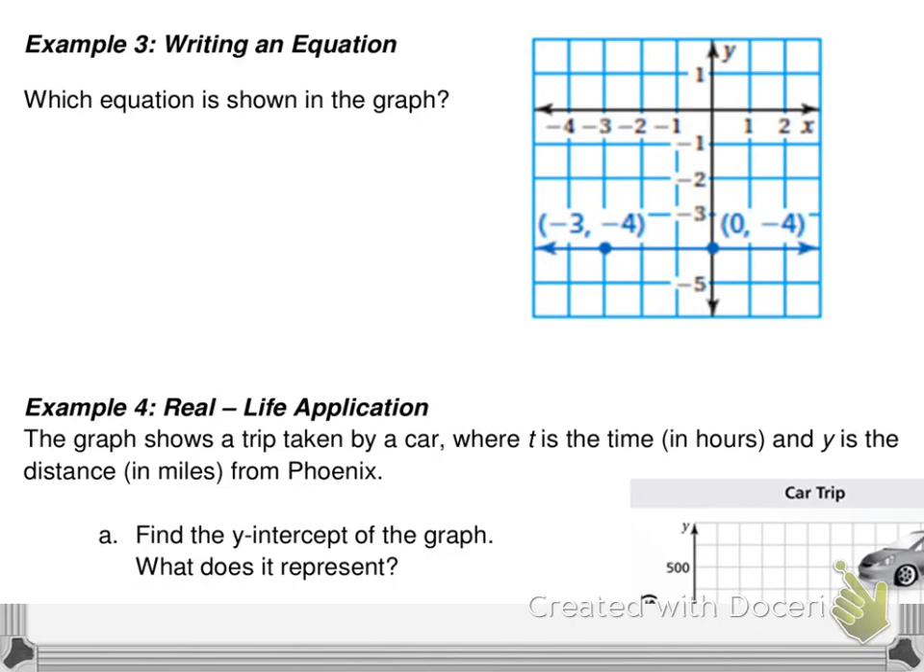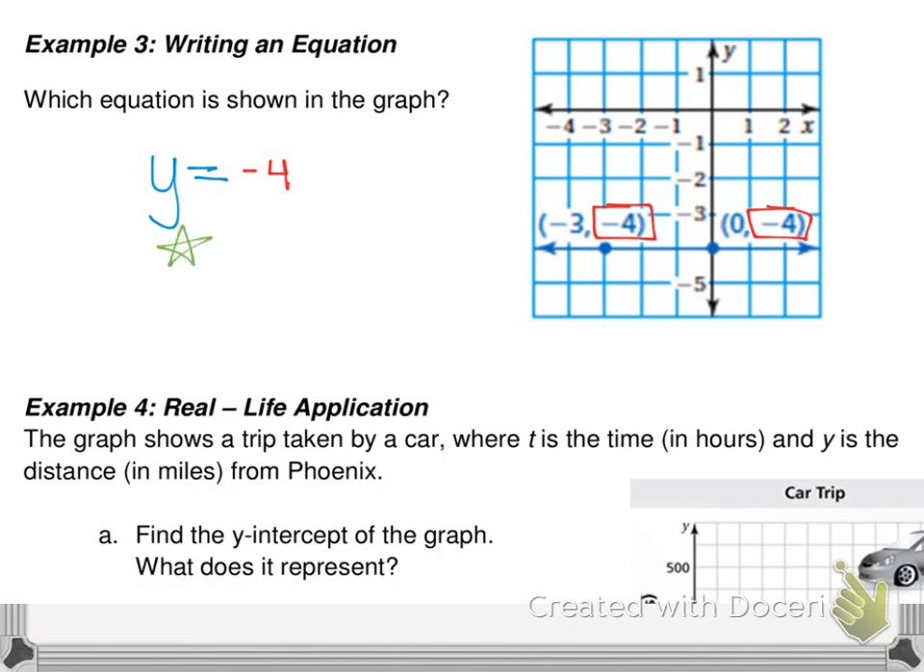There are a lot of different ways for you to figure this out. If it's a horizontal line, then that must mean my x is missing. So if my x is missing, that means I'm going to have an equation y equals and then just some number. How do I know what number that is? If you look at the horizontal line, -3, -4 and 0, -4, what number do they have in common? It's going through -4. So my equation is y equals -4.